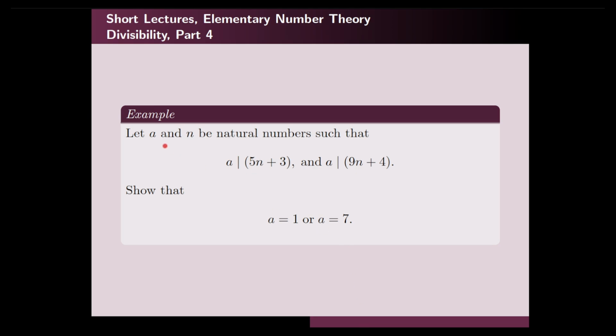The next problem: let a and n be natural numbers such that a divides 5n plus 3 and a divides 9n plus 4. Show that either a is 1 or a is 7. Okay, I can go to the board. If you want, you can pause the video and give it a try yourself. As usual, I insist, because you will not learn mathematics if you don't practice yourself. Okay?